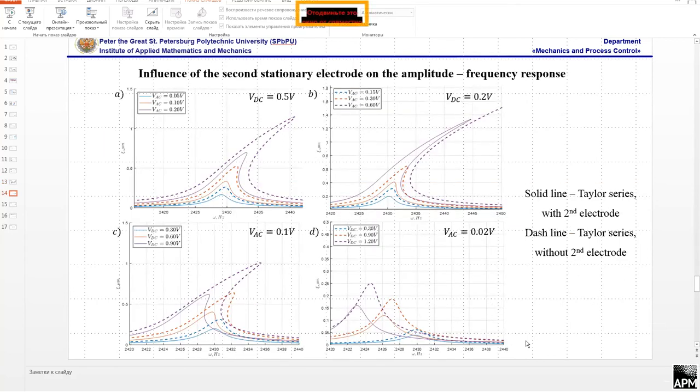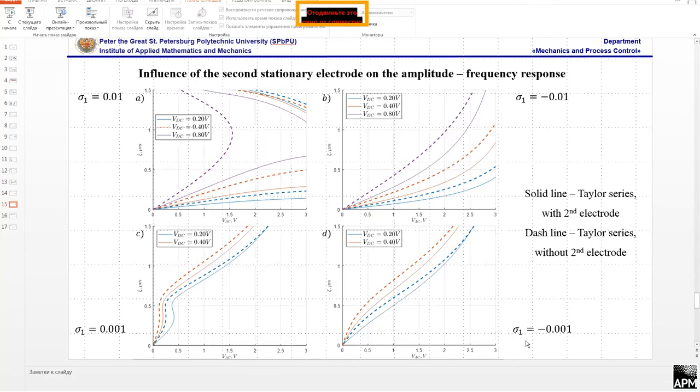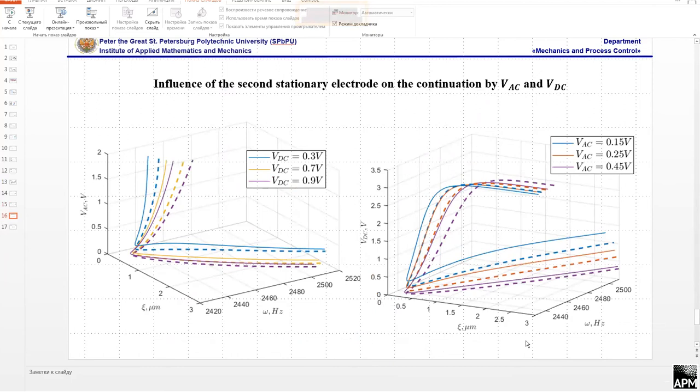The following graphs show the dependencies of the amplitude frequency characteristics and amplitude force characteristics with taking into account the influence of the second stationary electrode. And also, this graph shows the dependence of the resonant point of the bifurcation on the voltage parameters with and without influence of the second stationary electrode.